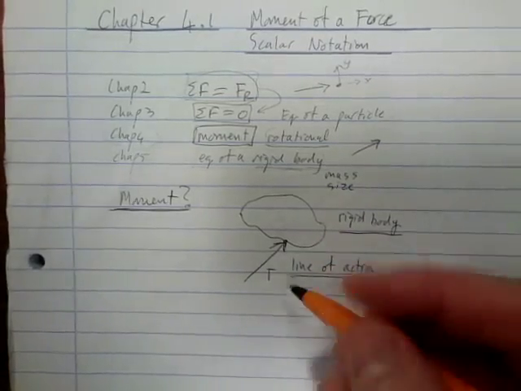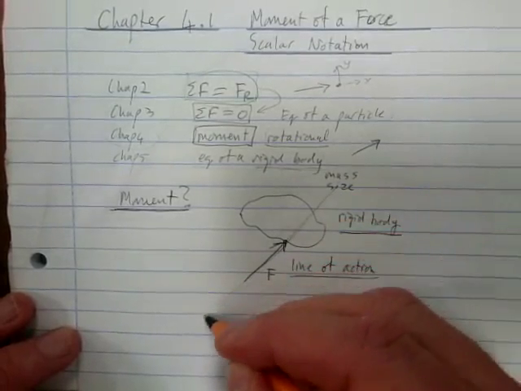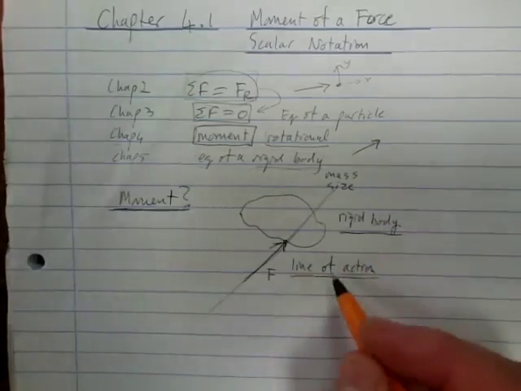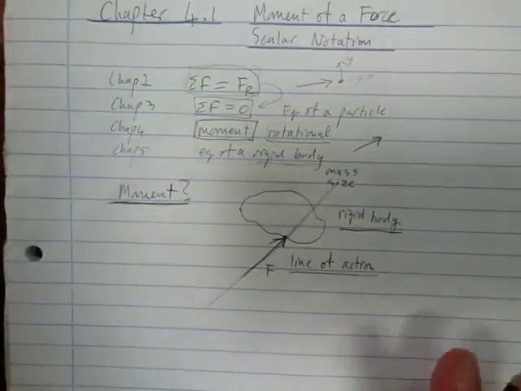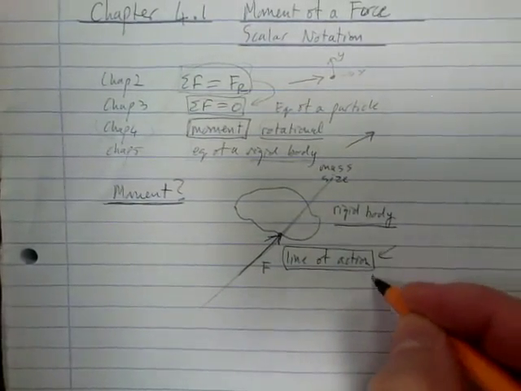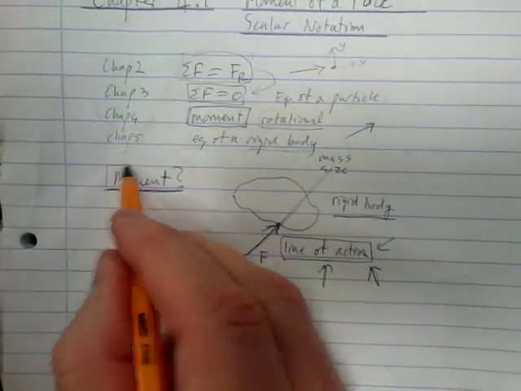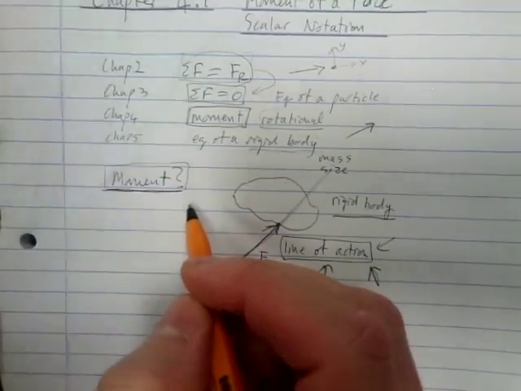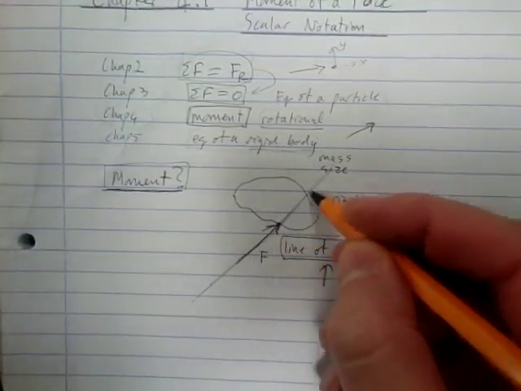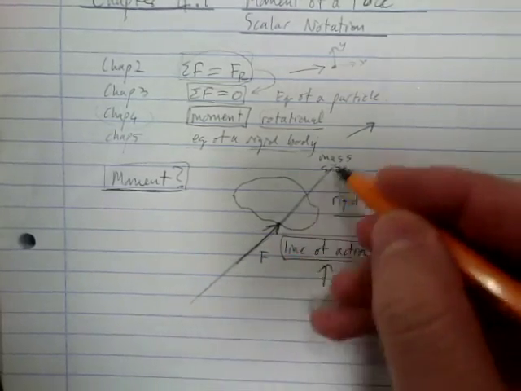What is the line of action of a force? The line of action of a force is simply the line that passes through the direction of the force in this way. And this is extremely important, guys, that you understand what the line of action of a force is. If you don't get the line of action of a force right, then your calculation of moments will be incorrect, okay? So again, the line of action is simply the line that passes through the force like this, in both directions, okay?